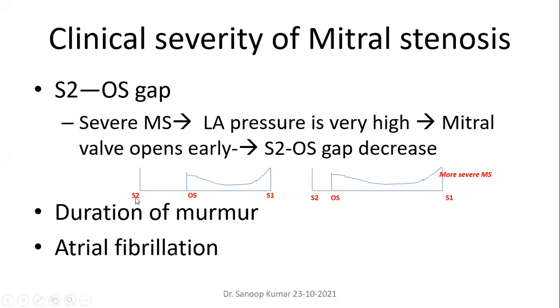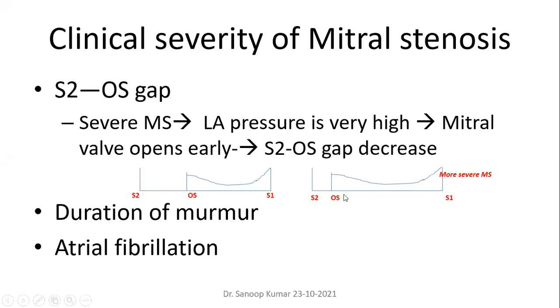So the gap between the S2 and the opening snap. S2 is closure of the pulmonary valve, and S1 is closure of the atrioventricular valve, the mitral valve. The gap between S2 and the opening snap will be reduced whenever you have a severe MS. The reason is when there is a severe MS, the left atrial pressure will be high and the mitral valve will be opened early, and so the opening snap will be heard early. So the gap between S2 and opening snap will be reduced in case of severe MS.